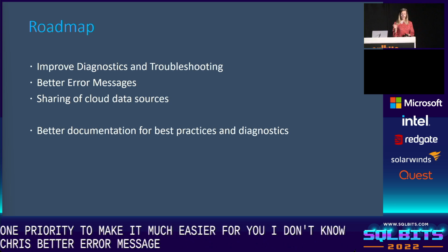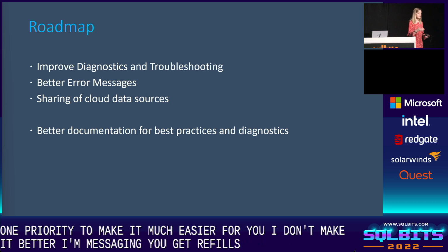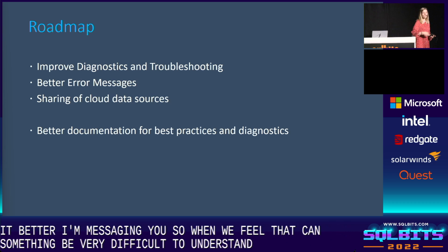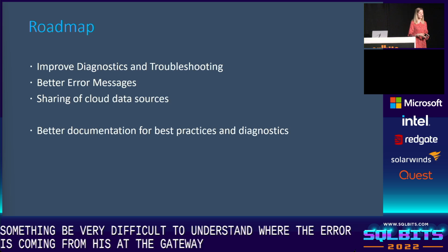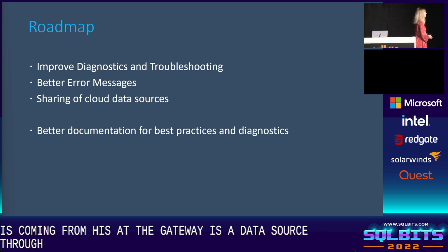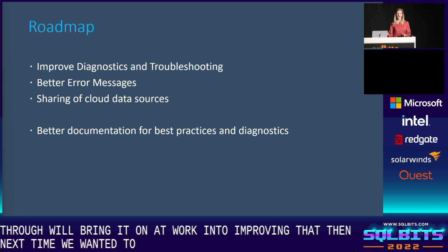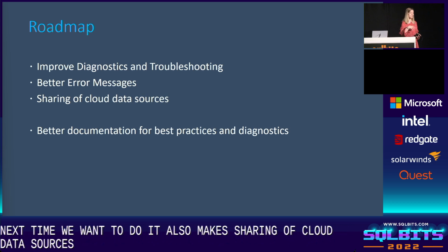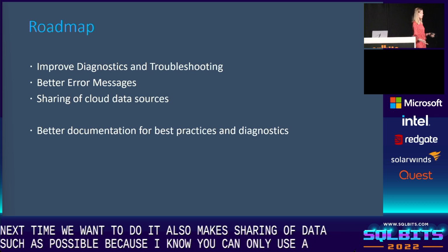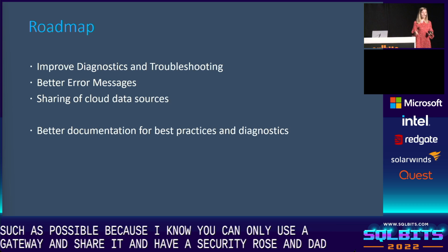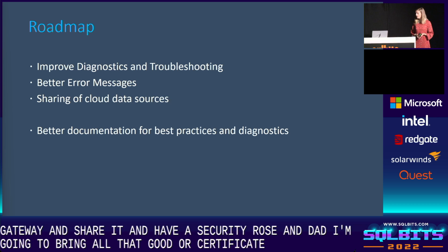So when a gateway fails, it can sometimes be very difficult to understand where the error is coming from. Is it the gateway? Is it your data source? So we're putting a lot of effort into improving that. Then the next thing that we want to do is make sharing of cloud data sources possible. Because right now you can only use the gateway and share it and have all the security rules on that. We want to bring all that good to the cloud data sources as well.